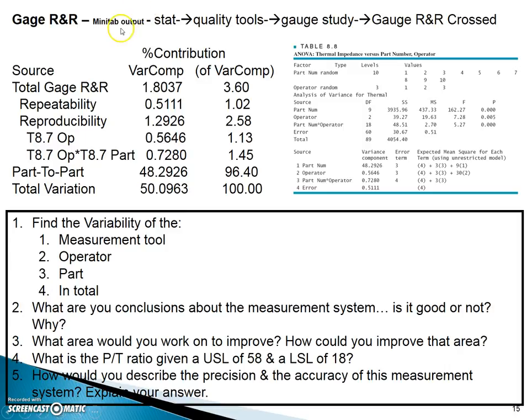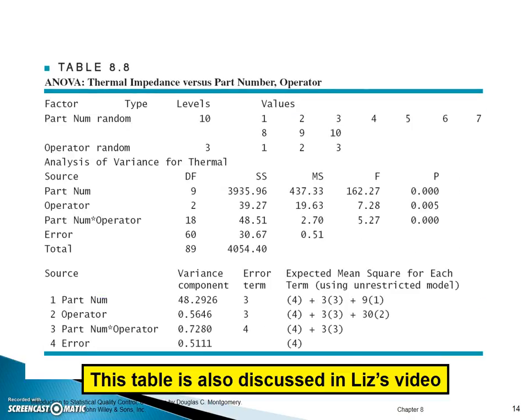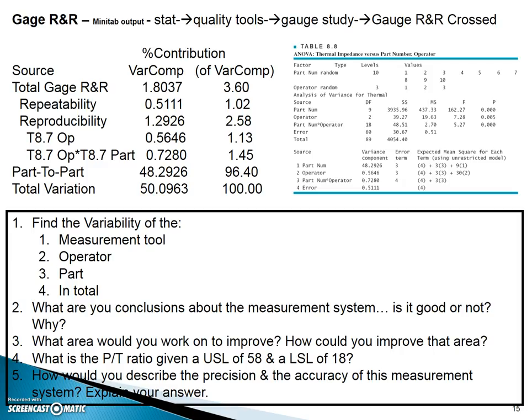You can see here, the way to run it in Minitab is Statistics, Quality Tools, Gauge Study, Gauge R&R Crossed. The reason that it's crossed is because we have multiple operators. When we have just a single operator, this would be nested. But here we have 3 operators, if you remember from the prior slide, right? 3 inspectors, 3 operators, and so this will be crossed Gauge R&R.